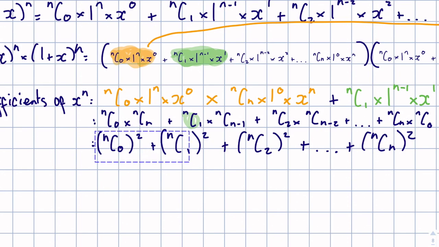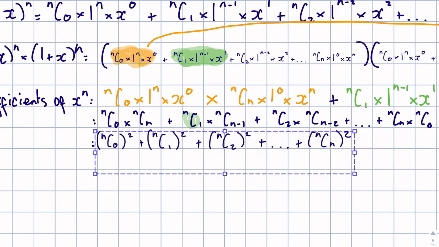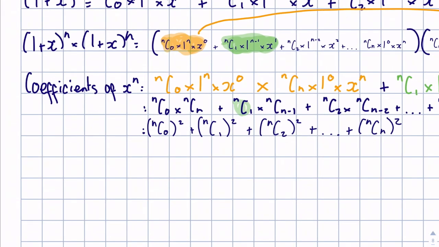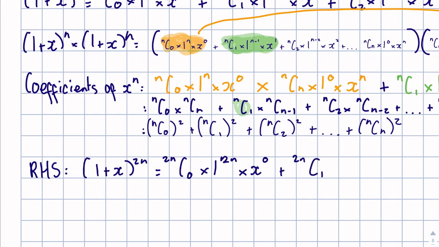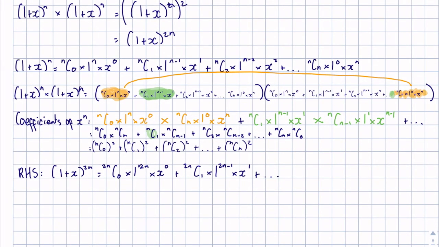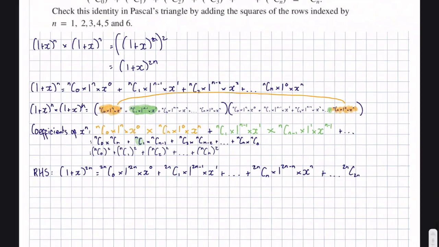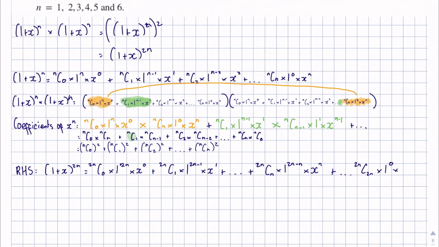Okay? That's not finished yet, don't worry. On the right hand side, we've got (1 + x)^2n, which if we expanded it out, it would be 2nC0 times 1^2n times x^0 plus 2nC1 times 1^(2n-1) times x^1, plus, and then we'd end up with a situation where we had 2nCn times 1^(2n-n) times x^n, plus, and then you keep going until you had 2nC2n times 1^0 times x^2n.